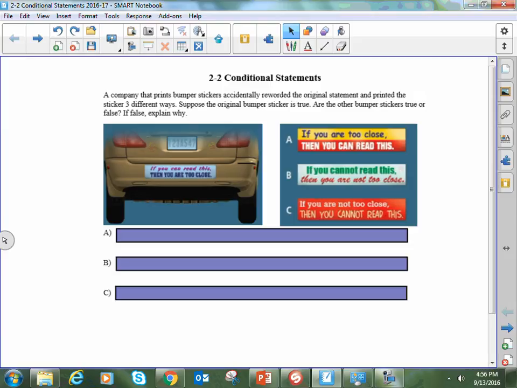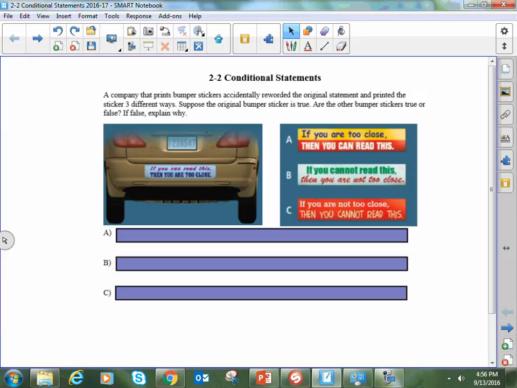The instructions are telling you, okay, a company is printing bumper stickers, and the original bumper sticker is the one that's on the left. Now in the video it may not be the easiest thing to read, but hopefully you can see it in your handout. But the bumper sticker on the left says, if you can read this, then you are too close. For the purpose of this exercise, we're going to say that the statement is true.